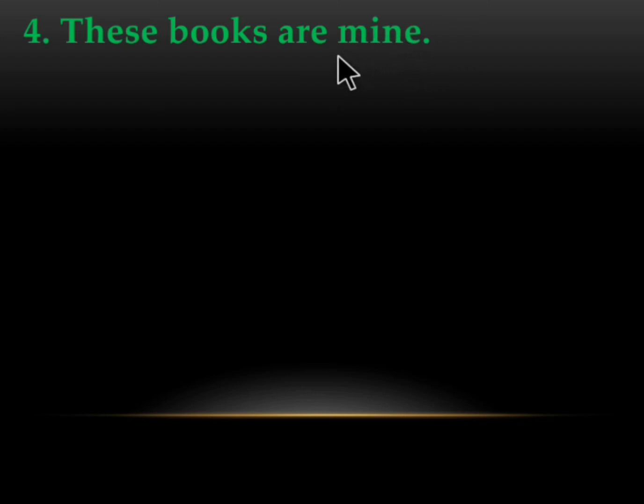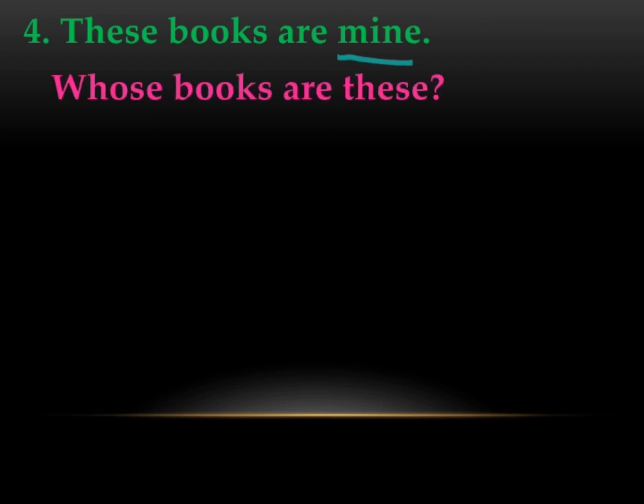Mine represents a person. So we use "whose" because it shows belongingness. Now let us check how the question is framed. Whose books are these? So "whose" is here, which represents the belongingness or the person. Then the subject "books" is here. The auxiliary verb is "are" and "these."